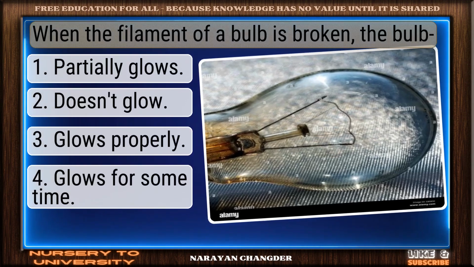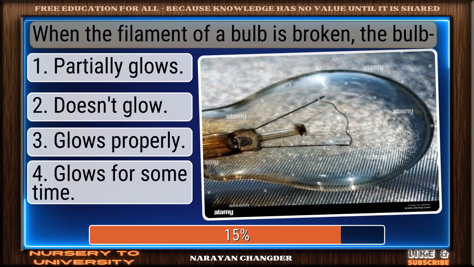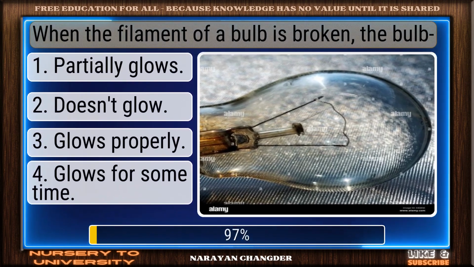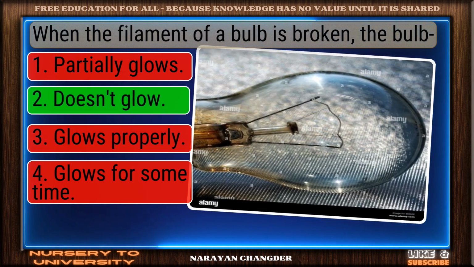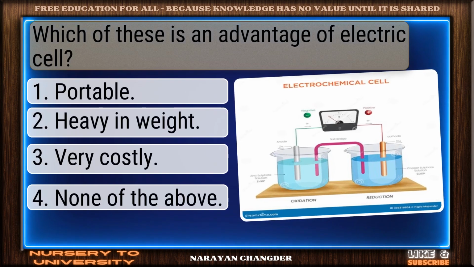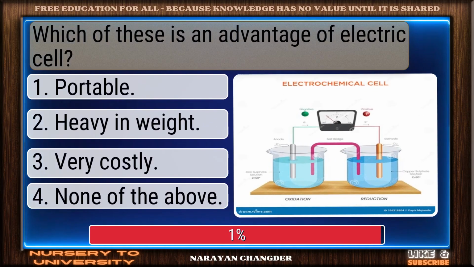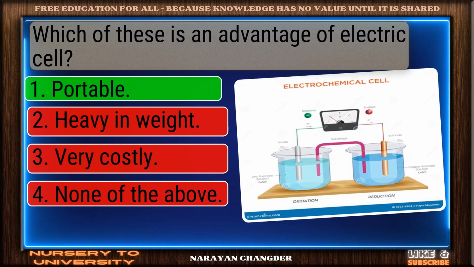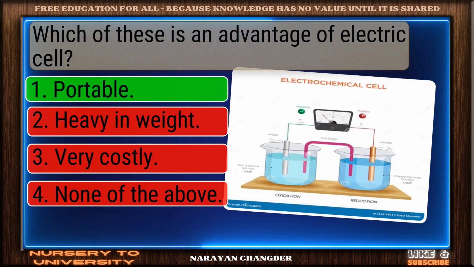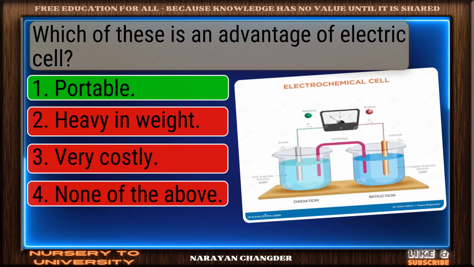When the filament of a bulb is broken, the bulb. Strong choice. Doesn't glow is the right answer. Which of these is an advantage of electric cell? Nice selection. Portable is the correct and valid answer.